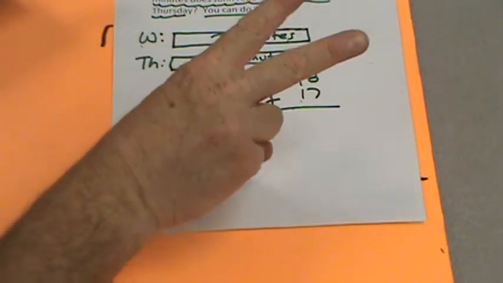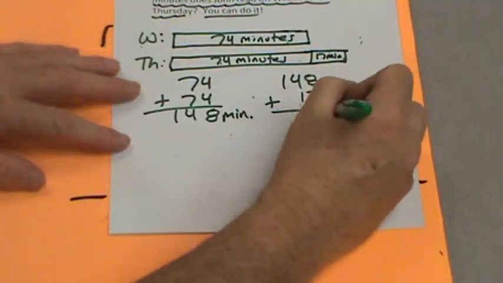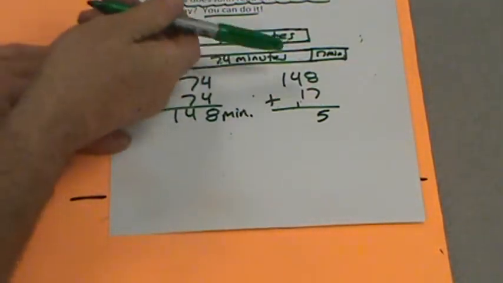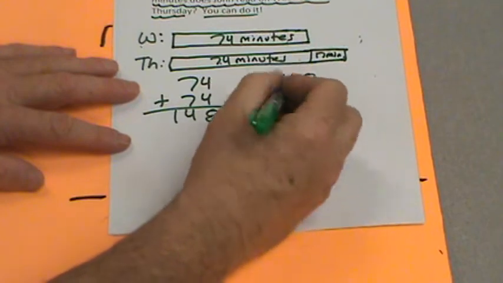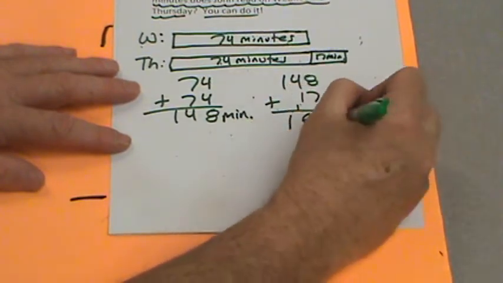Now I have to take that 148. What am I going to add to 148? Well, the 17 extra minutes he read on Thursday. Let's do it. 8 plus 7: 8, 9, 10, 11, 12, 13, 14, 15. Bring up my 1. 4 plus 2: 4, 5, 6. And then 165 minutes. But we need to convert this into hours.